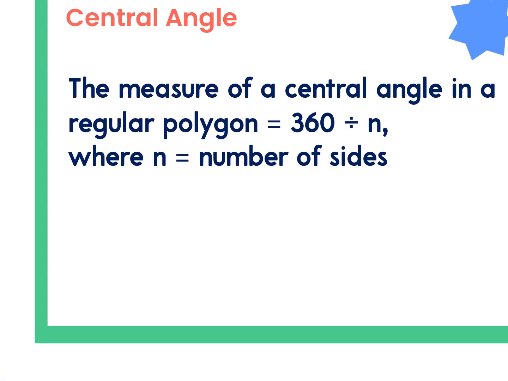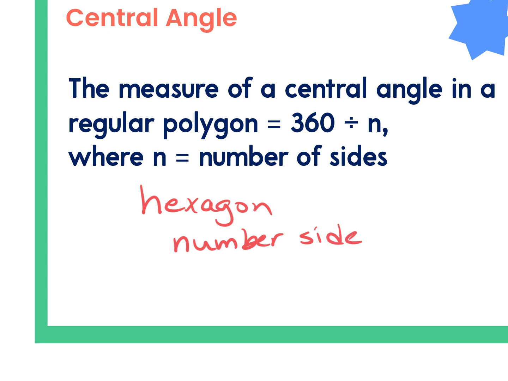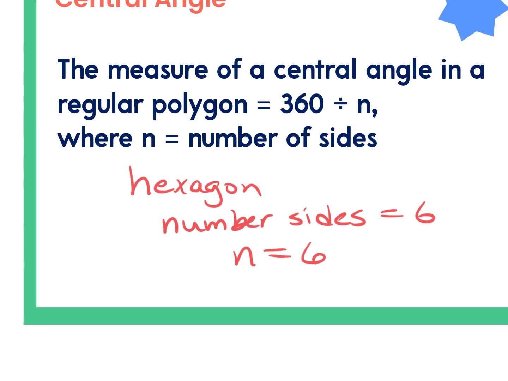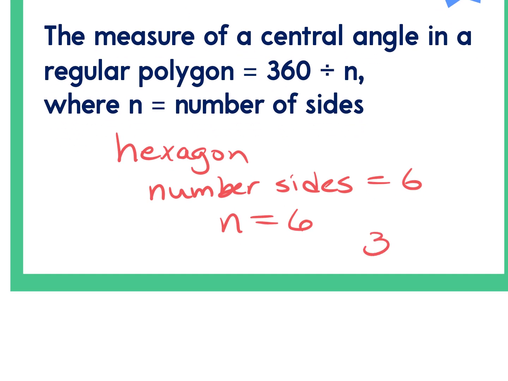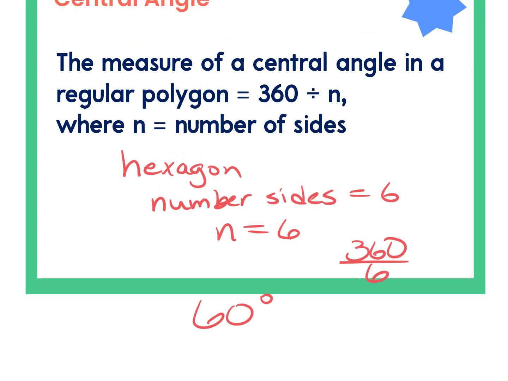So let's take, for example, a hexagon. As soon as I tell you that you have a hexagon, you need to know that the number of sides in a hexagon is 6. So your n value is 6. So you would do 360 divided by 6, and the measure of each one of the 6 central angles will be 60 degrees.